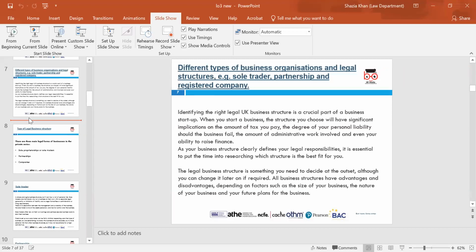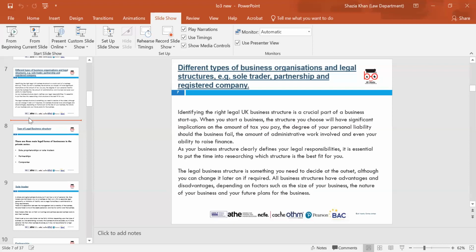Identifying the right legal UK business structure is a crucial part of a business startup. When you start a business, the structure you choose will have significant implications on the amount of tax you pay, the degree of your personal liability should the business fail, the amount of administrative work involved, and even your ability to raise finance. As your business structure clearly defines your legal responsibilities, it is essential to put the time into researching which structure is the best fit for you.